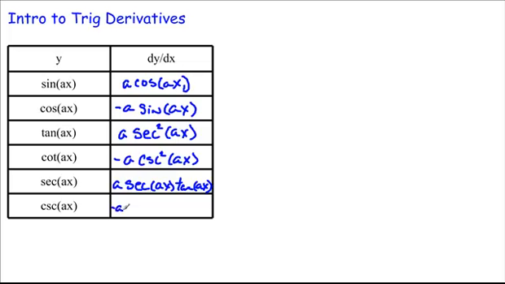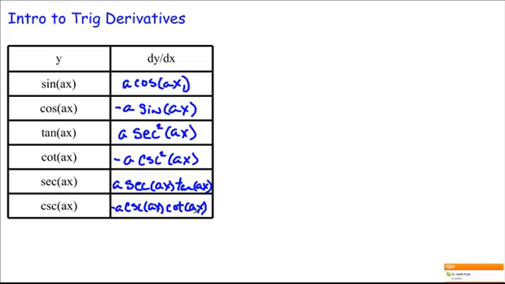And finally, last but not least, the cosecant function derivative is negative a cosecant ax cotangent ax. Sorry, I can't spell tonight. So these are the 6 trig derivatives that you are responsible for, and I will hold you responsible for them. You need to realize that.